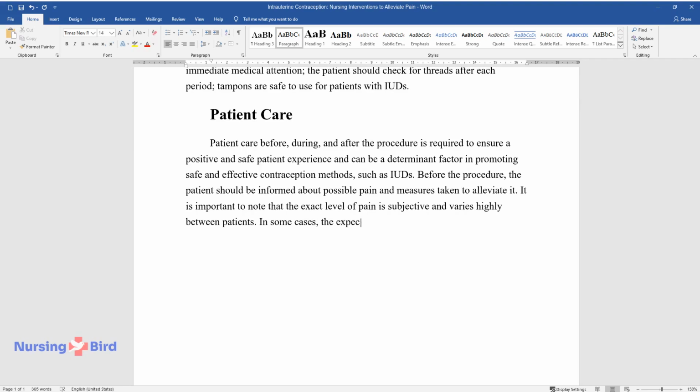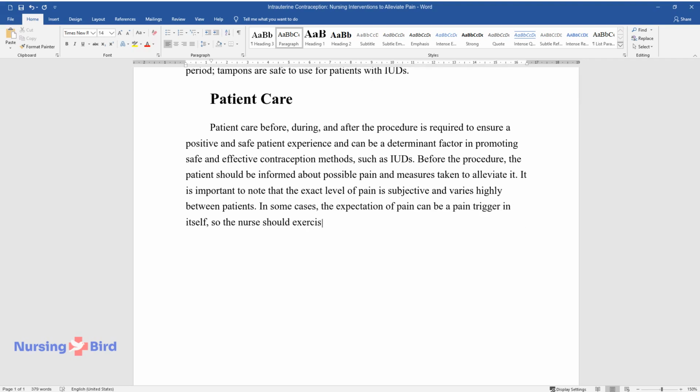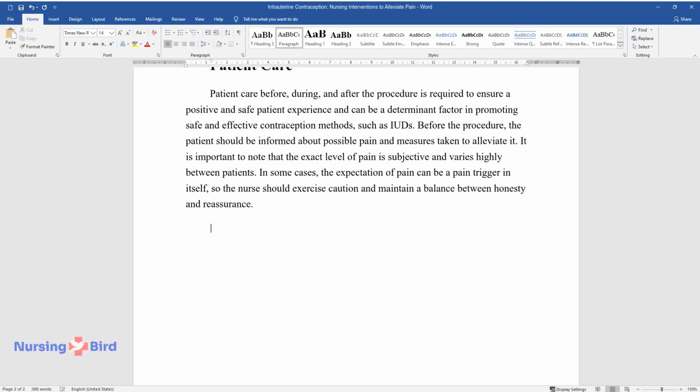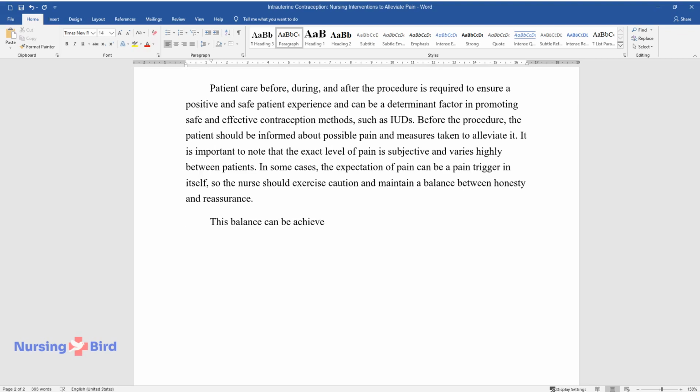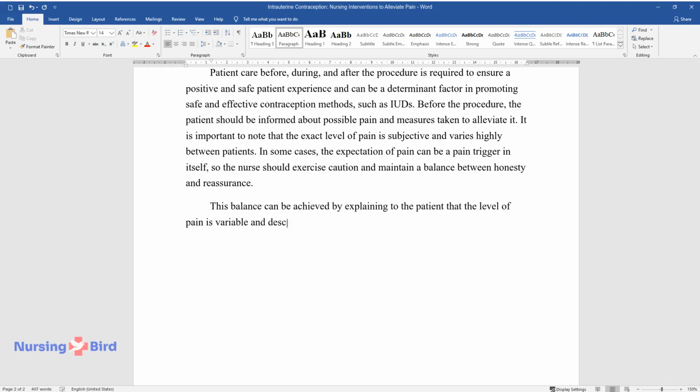In some cases, the expectation of pain can be a pain trigger in itself, so the nurse should exercise caution and maintain a balance between honesty and reassurance. This balance can be achieved by explaining to the patient that the level of pain is variable and describing the measures taken to minimize pain and discomfort.